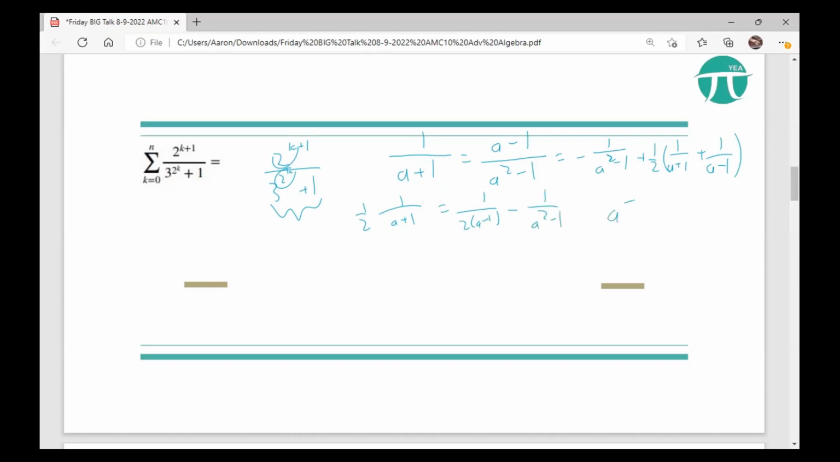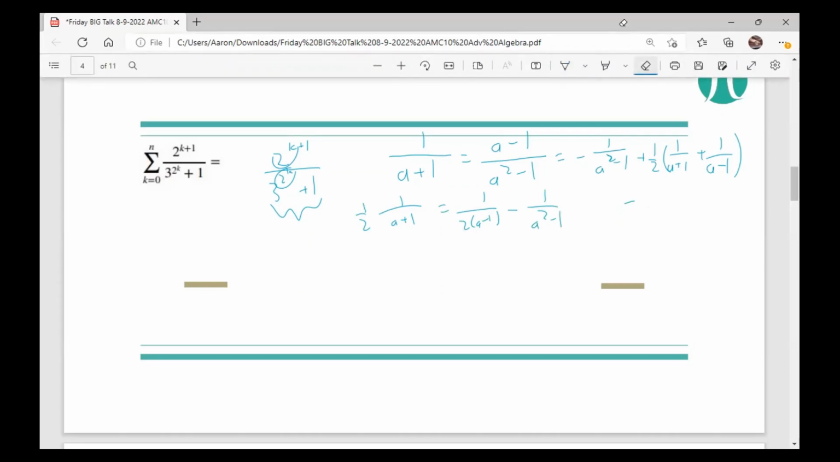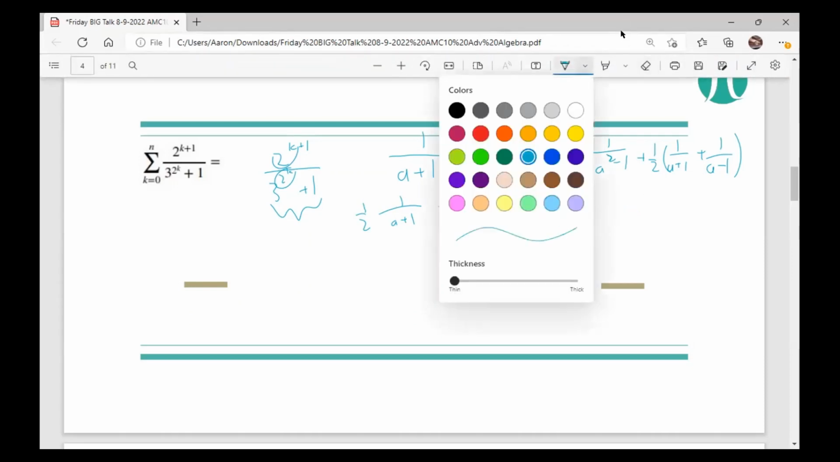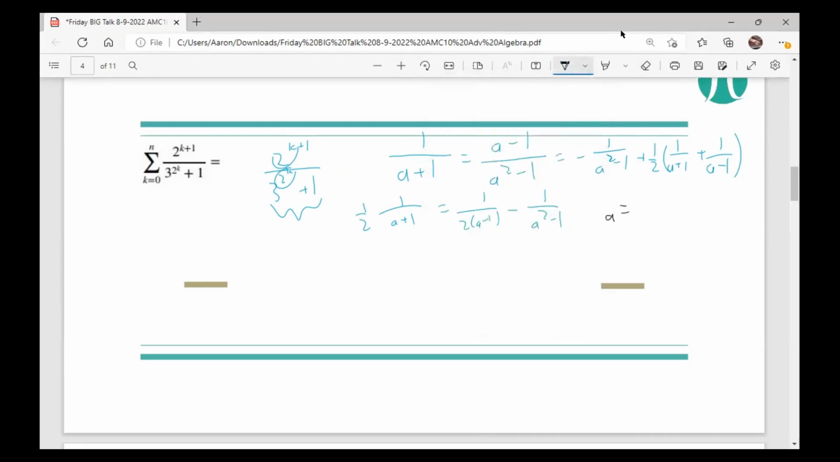And so remember that we said that a is equal to 3 to the 2 to the k. And so that means that 1 over 2 times 3 to the 2 to the k plus 1 is equal to half of 1 over 3 to the 2 to the k minus 1 minus 1 over 3 to the 2 to the k plus 1 minus 1.